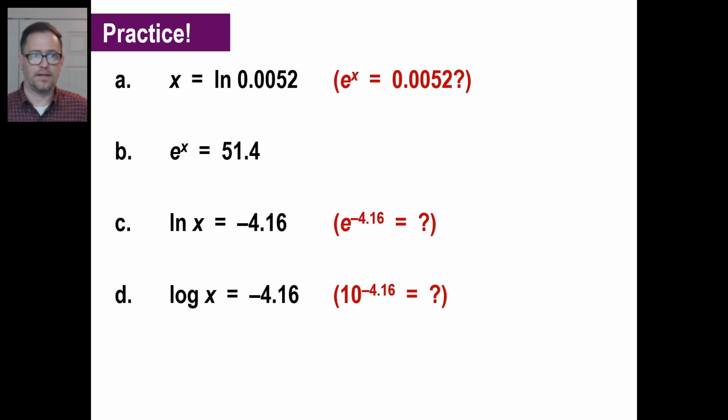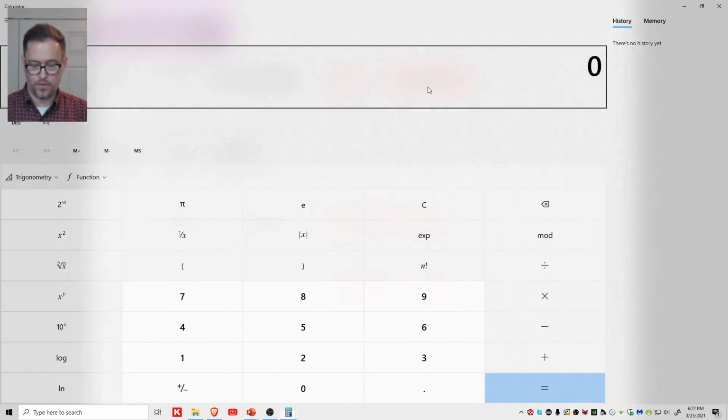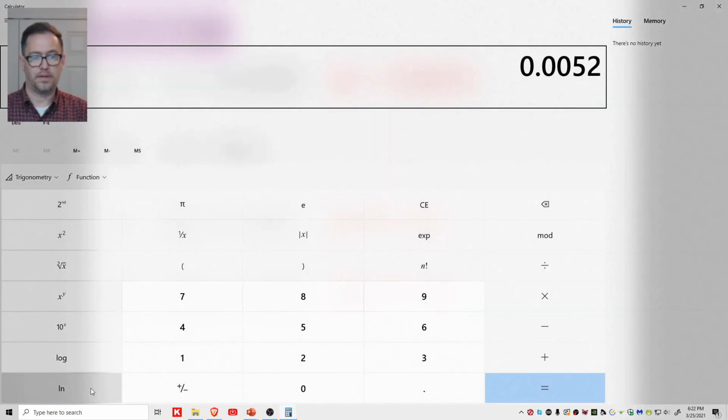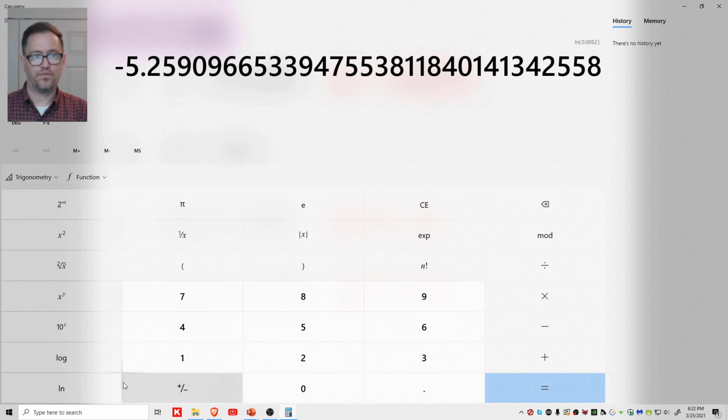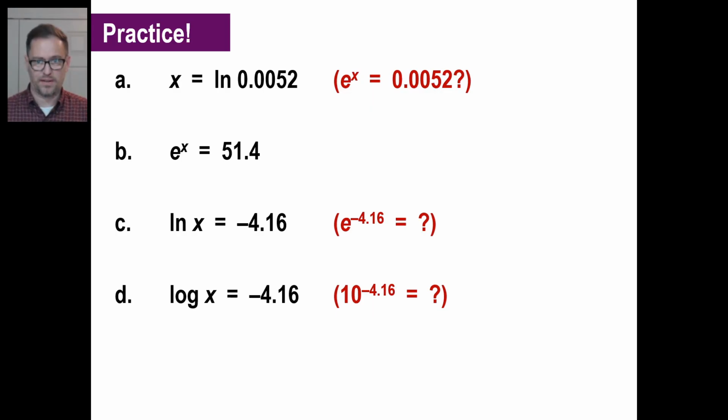Okay, let's take a look at A. So we have x equals natural log 0.0052. In other words, this means that e to the x power equals 0.0052. So you're going to put 0.0052 and then put natural log. And that'll be negative 5.26, we'll call it. So in other words, you have e to the negative 5.26 power gives you 0.0052. Okay, pause it and try B.